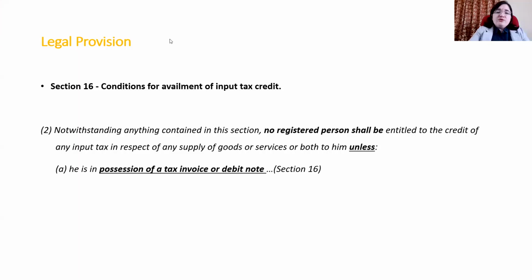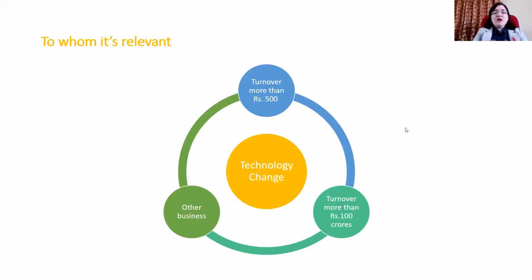So if you see, this section is relevant to whom? Definitely whoever has a turnover of more than 500 crore, e-invoicing is already implemented for them, but they are facing many challenges, like the challenge of automation and implementation challenges. They should improve that in days to come so that the process is smoothened.